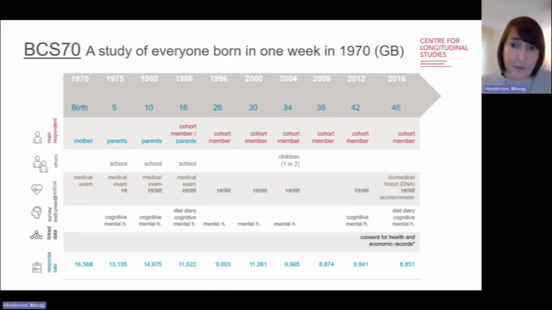We also have some teacher reports. We also have some objective health measures, including some of the genetic data, as well as accelerometry data, which captures movement, at age 46. We also have cognitive tests and also mental health measures captured.